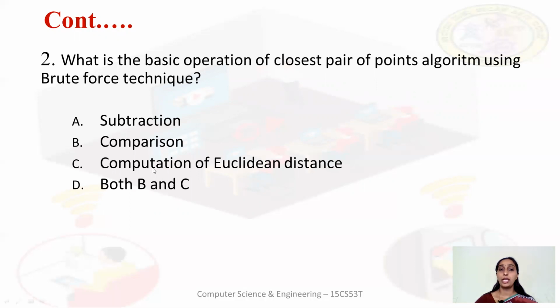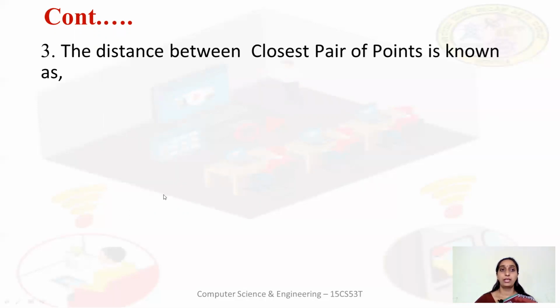Okay, so both are needed, that is comparison and we are computing the Euclidean distance. That is exactly, the answer is both B and C. So the next question is, the distance between the closest pair of points is known as.